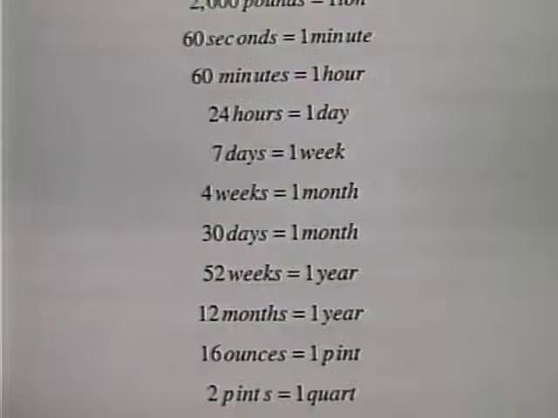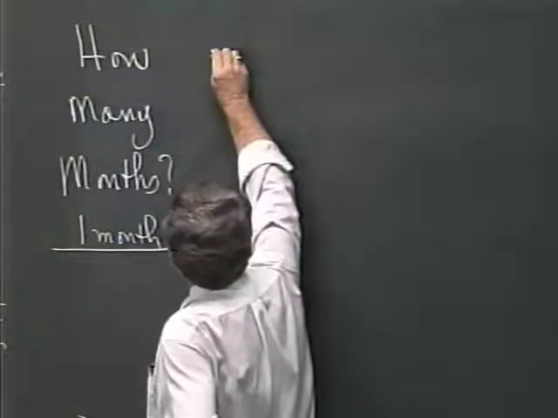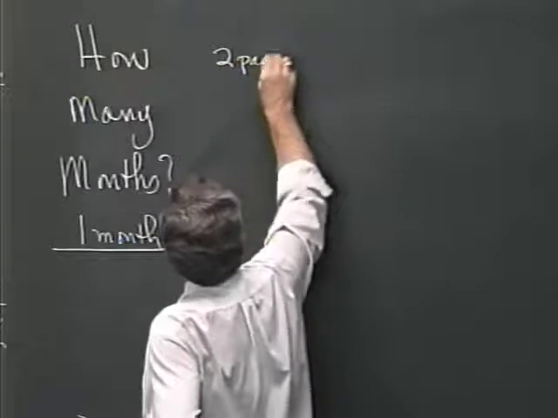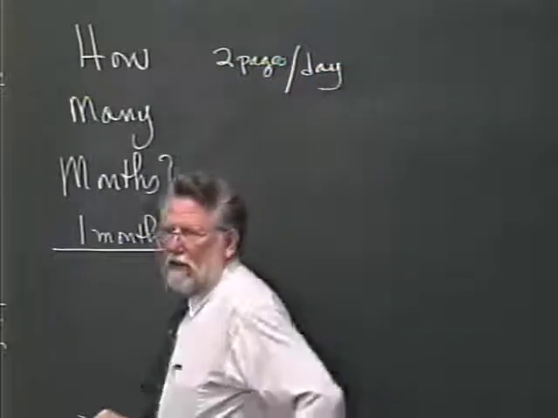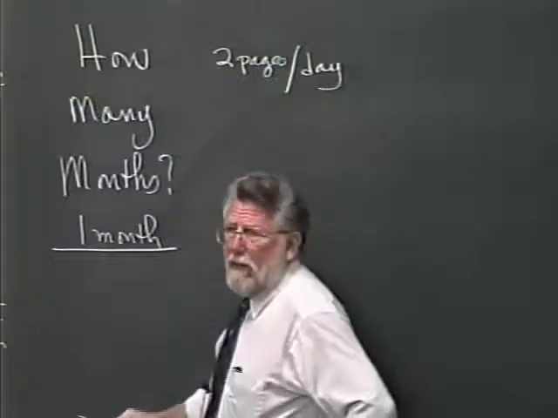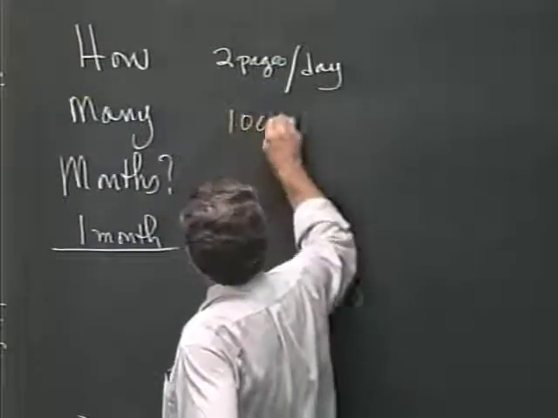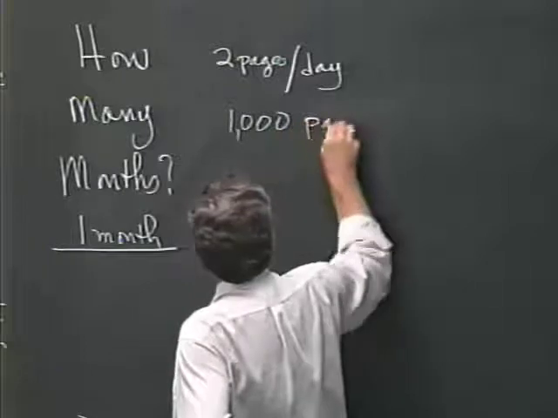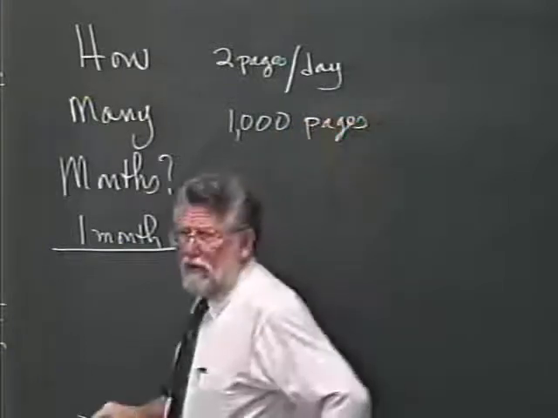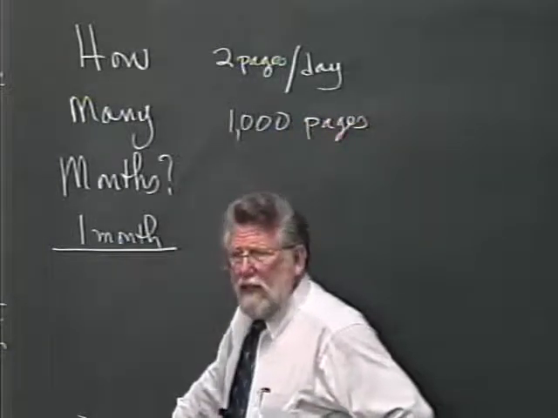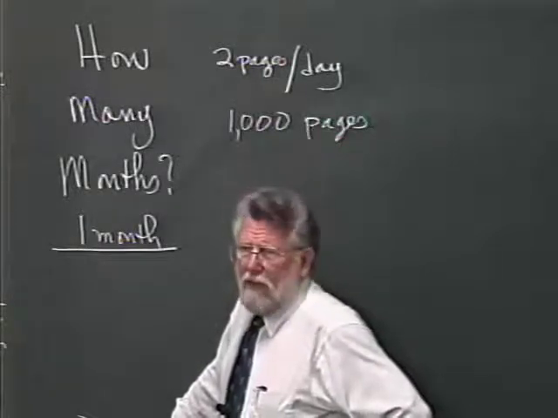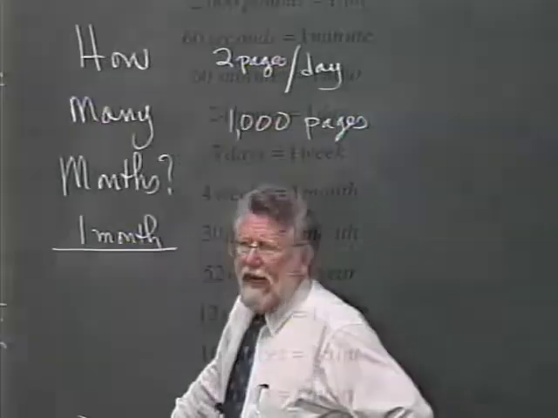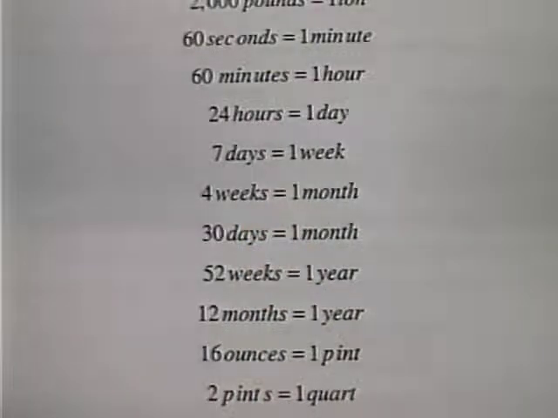Now think of the problem as I stated it. Let's come back to here. I said 2 pages per day. So if I want to know how many months for what? 1,000 pages. Now I have choices here, correct? And depending on the choice, I'm going to get a different answer. Because how long is a month? Well, let's come back to the list. I've given you the banker's month. Now you realize that not every month has 30 days.